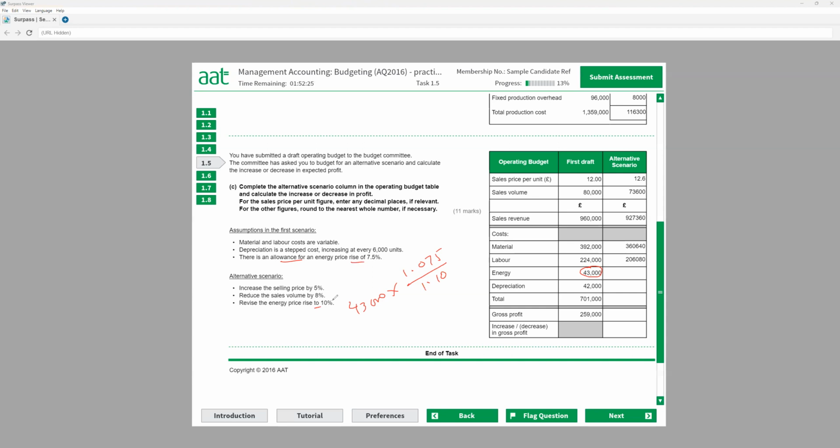So it will be an increase, isn't it? Sorry, it will be the other way. It will be an increase, not a decrease. So we have 43,000 times 1.10 on the top, and on the bottom it will be 1.075.